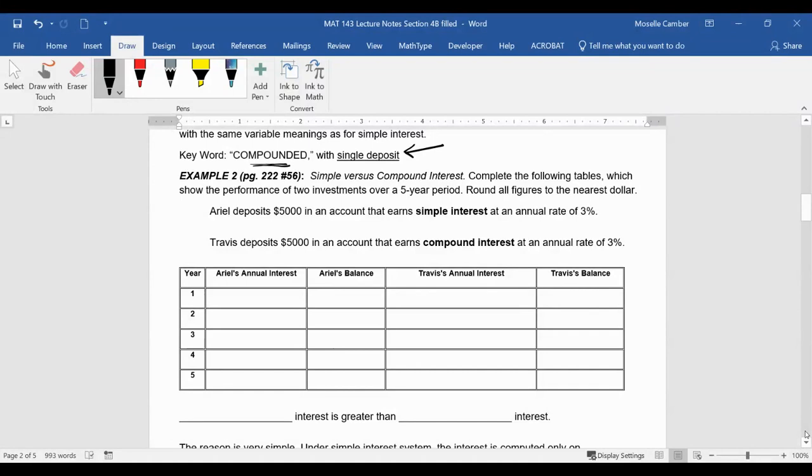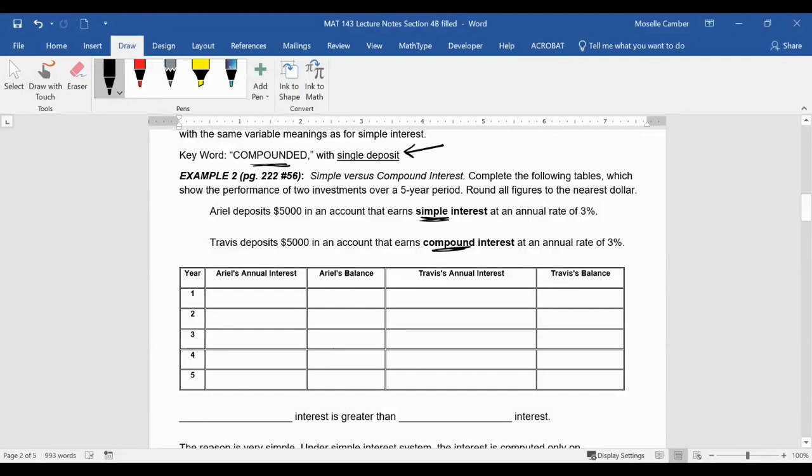So in this first example, let's compare simple and compound interest to show how it works, and verify they are linear and exponential. We can look at Ariel and Travis. Ariel is going to have a simple interest account and Travis is going to have a compound interest account. So let's look at Ariel, for the first 5 years, how much interest she gets annually, and how much her balance is at the end of every year.